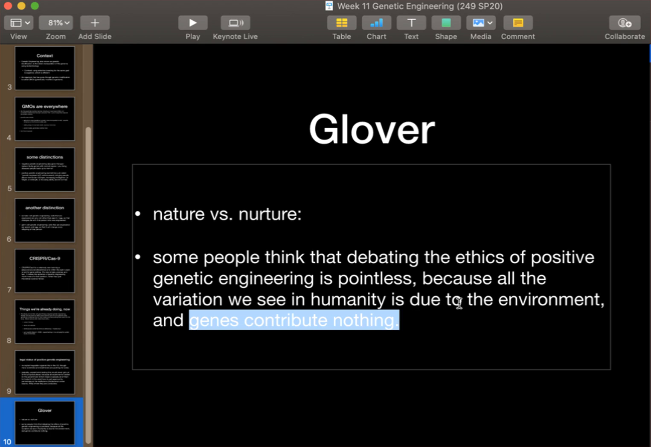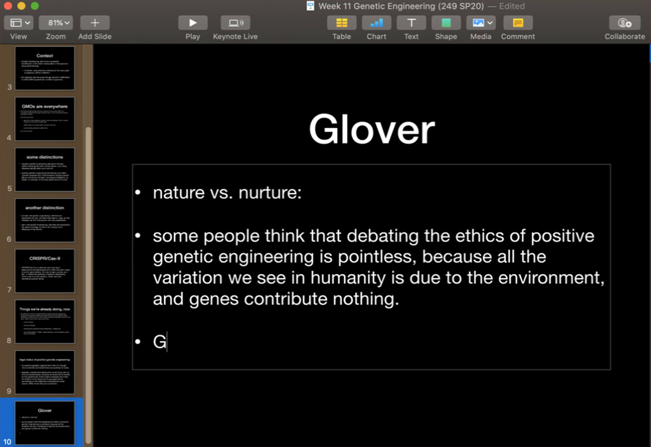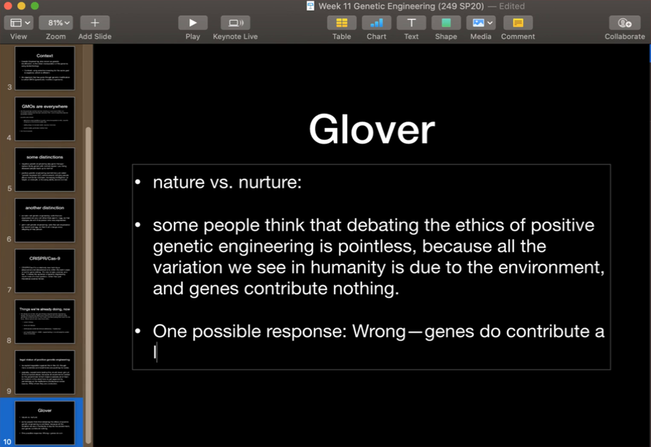So if genes contribute nothing, everything is due to the environment. The environment is nurture in this case, and the genes are nature. Then there's no point in even debating whether we should allow changing people's genes, because changing genes does nothing. Before I give Glover's response, one possible response is to say, wrong, genes do contribute a lot to how we are. It's not just the environment we're raised in.